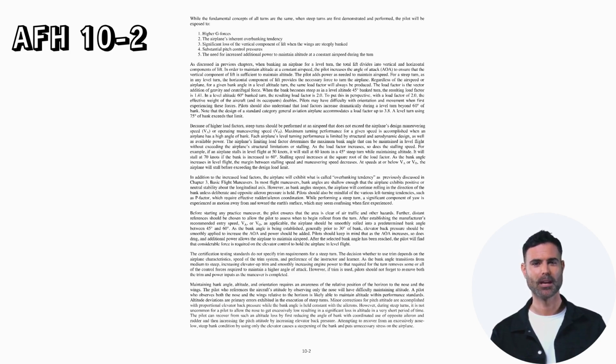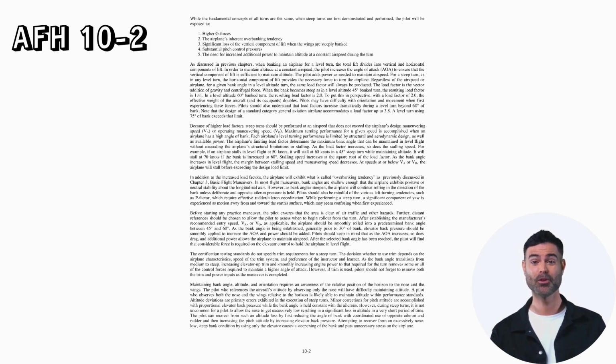As the load factor increases, so does the stalling speed. For example, if an airplane stalls in level flight at 50 knots, it will stall at 60 knots in a 45 degree steep turn while maintaining altitude. It will stall at 70 knots if the bank is increased to 60 degrees. Stalling speed increases at the square root of the load factor.